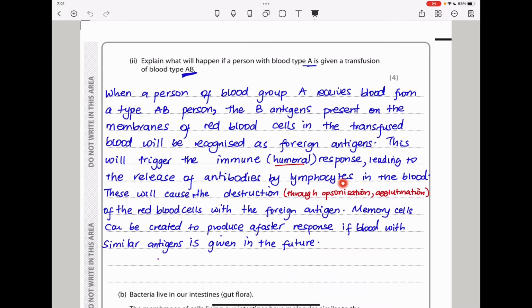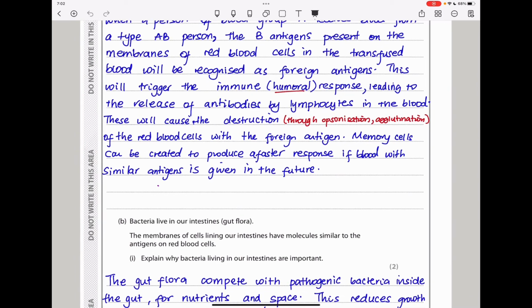Of course, you guys know how lymphocytes work, but when the lymphocytes release antibodies, these antibodies work by causing opsonization and agglutination, which later is cleared out by phagocytosis. So I say this will cause the destruction, through opsonization and agglutination, of the red blood cells with the foreign antigen, and memory cells can be created to produce a faster response if blood with similar antigens is given in the future. So if a person is exposed to AB antigens, both of them, yet their blood is A, the immune system is going to lead to formation of memory cells that will react faster in the future if they're exposed to the same foreign antigens.